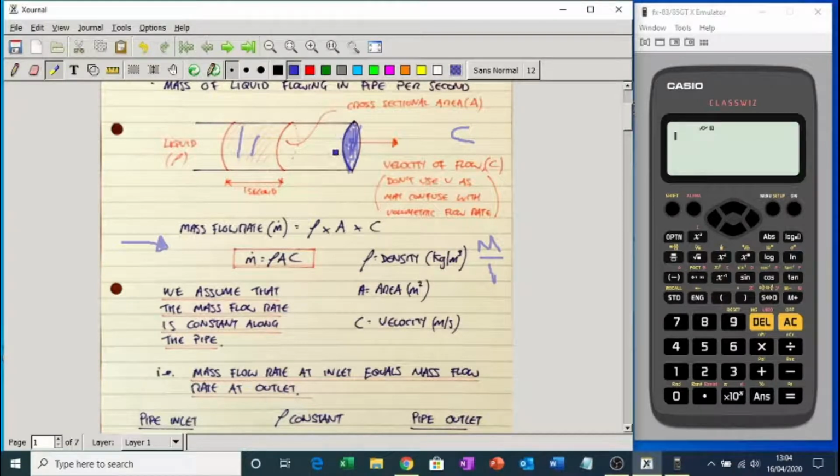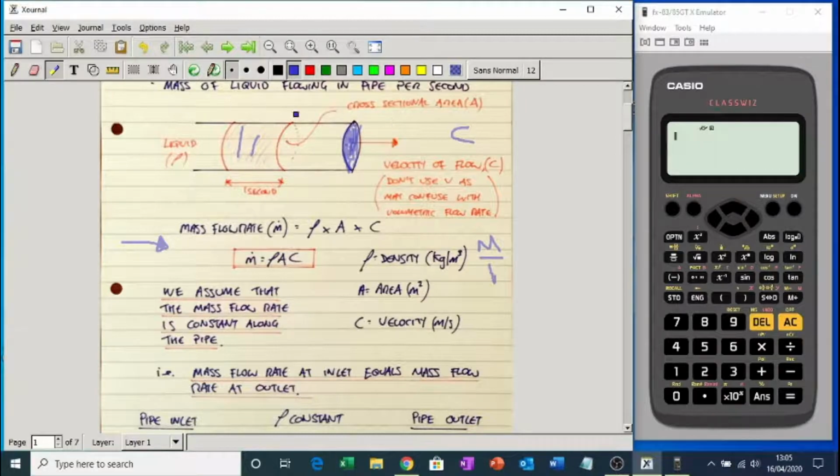If we decrease the area, that's why the speed goes up. If I made this pipe, if I made the outlet, if I tapered it down and made the outlet smaller, the velocity will go up because you've got to get the same amount of mass through per second. That's why if you've got a hose pipe and you put your finger over the end of the hose pipe to narrow the gap, the water squirts out faster because there's less area, but the same amount of water's got to get through in the same amount of time. So we're assuming the mass flow rate is constant along this pipe.